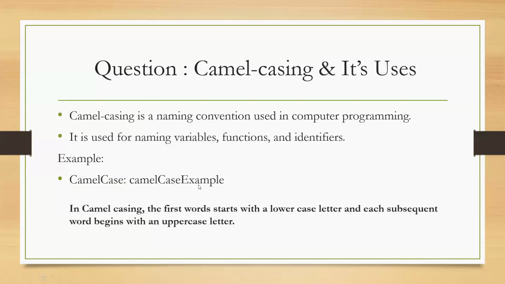Okay, let us take this example only. Camel case example. If you observe over here, the first letter of the word camel starts with lowercase, whereas the remaining word starts with an uppercase. In camel case the C is capital, and in example, E is capital. This is how camel casing would look. Likewise, first mention what camel casing is and its uses, and then give one example, or a few examples, related to camel casing.